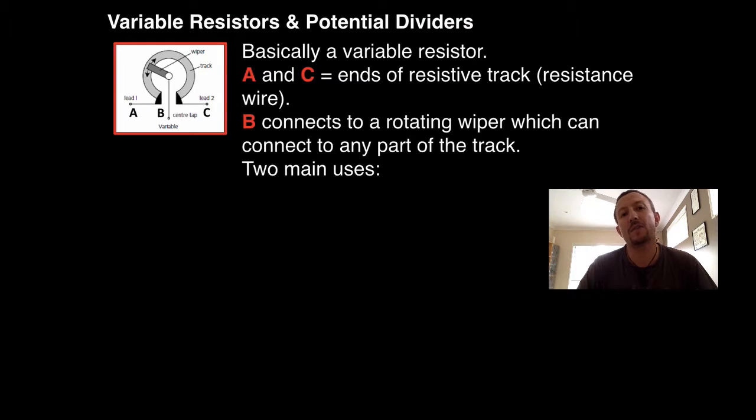Okay, so there are two main types of resistors that we tend to have. We have variable resistors and potential dividers. Well, this is how they can be used. Basically, a variable resistor is where we can alter the amount of resistance that goes through the resistor, so we can change it as we move through.